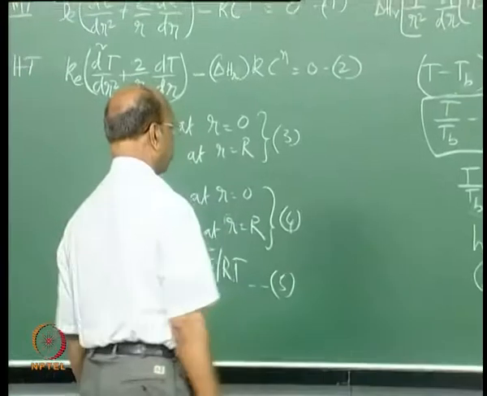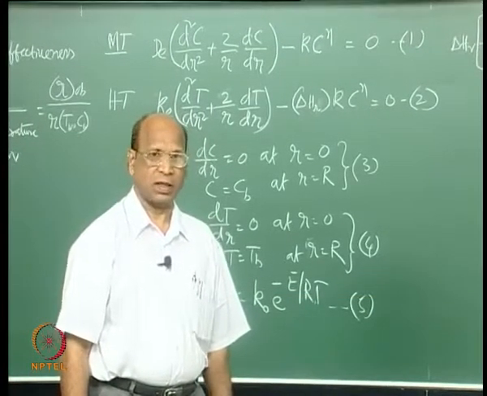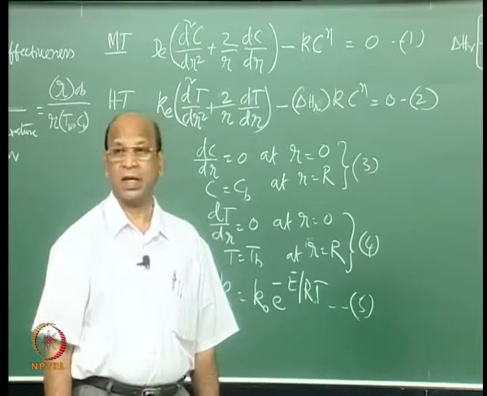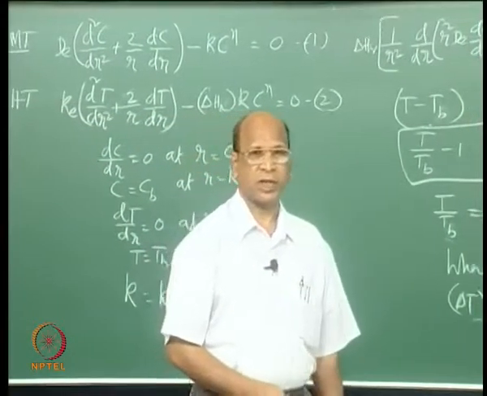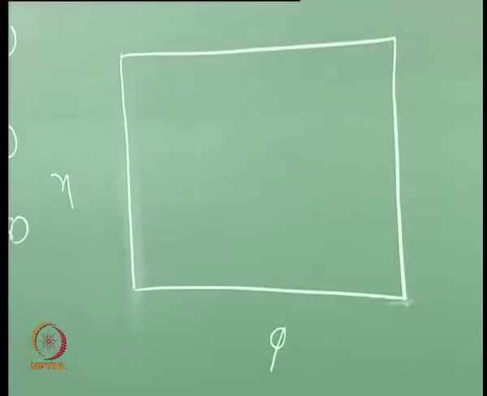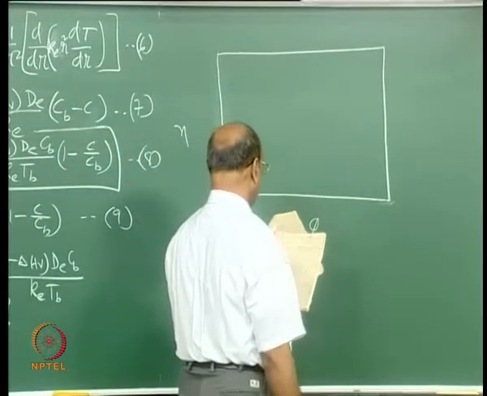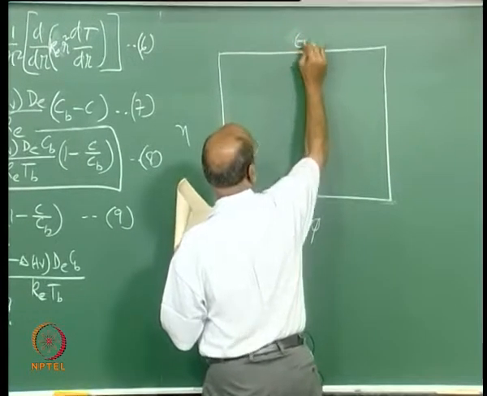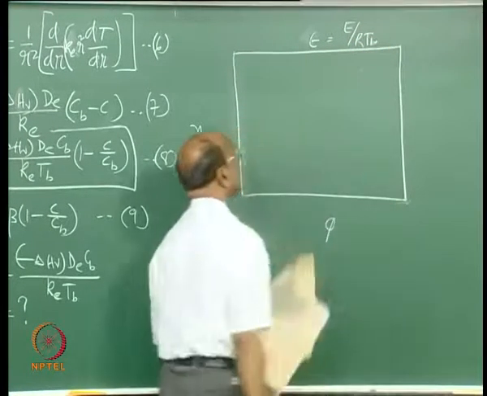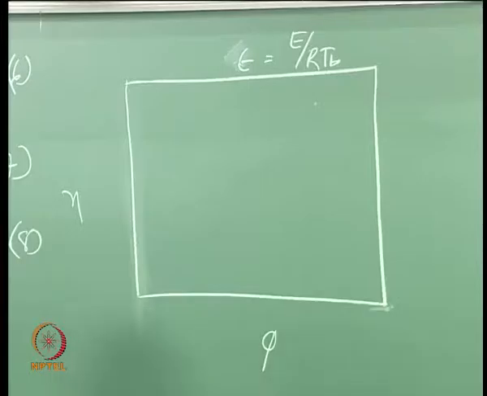From this thing, what will be the dimensionless parameters? You know already one there: beta. Another one, because the Arrhenius factor is there: epsilon, the Arrhenius number. So, these two, Arrhenius number is one parameter and beta is another parameter, okay. So, now let us plot this. Epsilon equal to E by RTB, and of course, beta we will try to plot there.